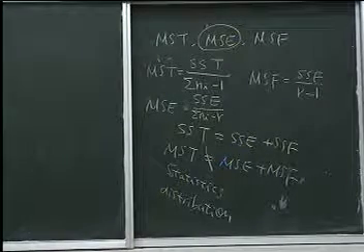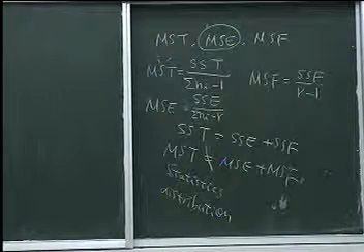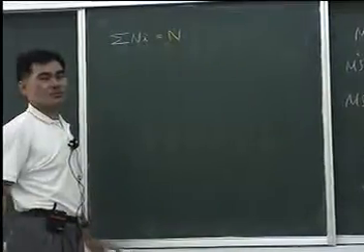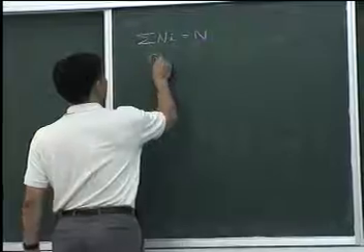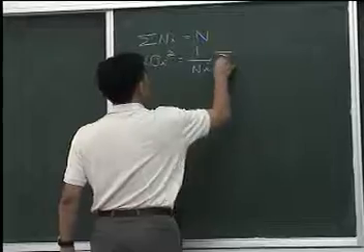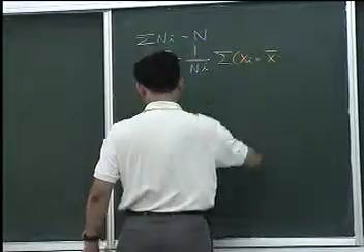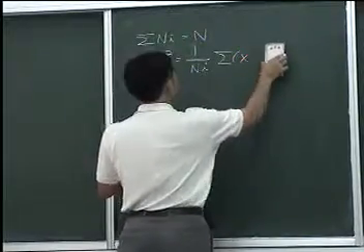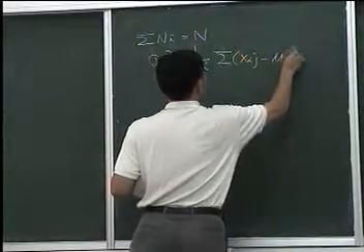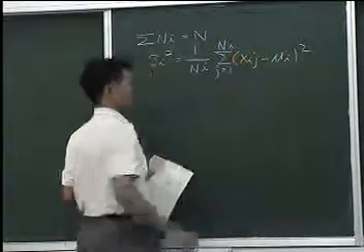Okay, we want to deal with it from population, okay? So we have summation i equal to n, right? And now we want to deal with the individual variance. So sigma i squared should be equal to 1 over ni summation xi minus mu.